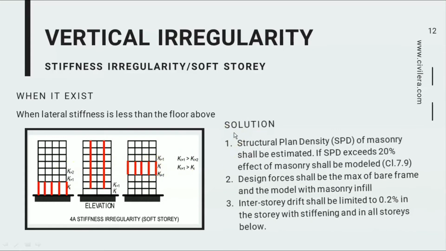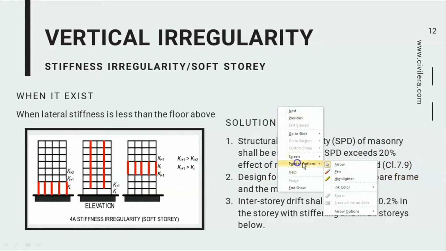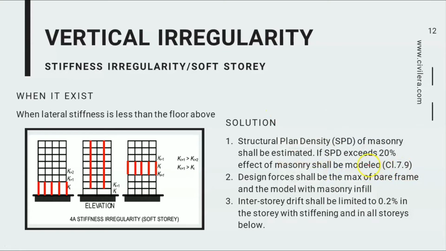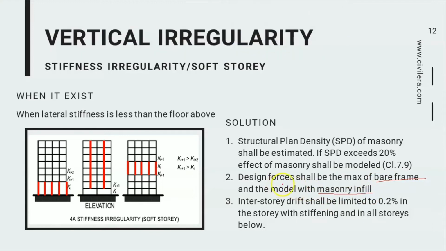So the solution is, structural plan density of masonry shall be estimated. If SPD exceeds 20%, the effect of masonry shall be modeled as per clause 7.9. So if the effect of masonry is seen to be more, then we have to ensure that the masonry walls are modeled as per clause 7.9 of IS 1893-2016. Design forces shall be the maximum of bare frame and the model with masonry infill. You have to model both bare frame without masonry infill and with masonry infill, and the maximum forces should be taken.